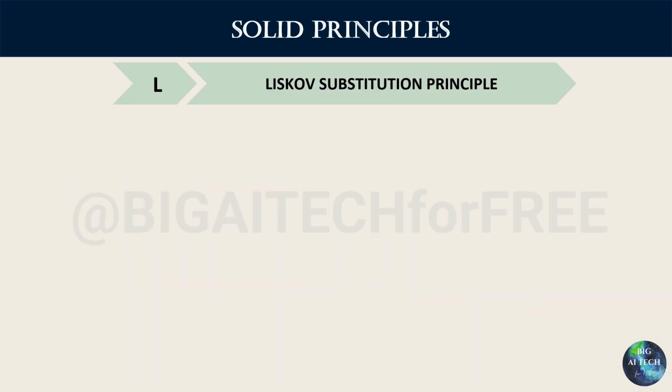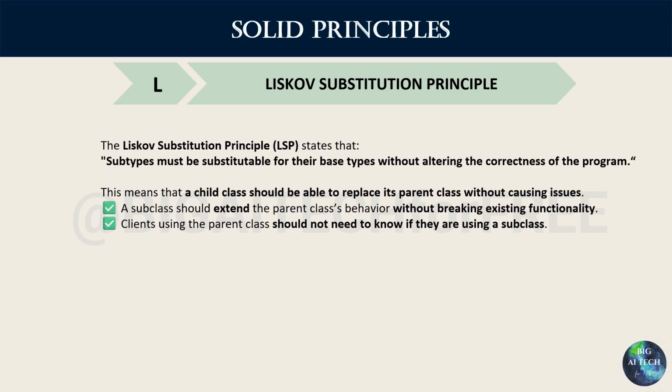Moving on, L in the S.O.L.I.D principle stands for Liskov substitution principle, right? What does this LSP state? It says that subtypes must be substitutable for their base types without altering the correctness of the program. What does this mean? This means that a child class should be able to replace its parent class without causing issues.